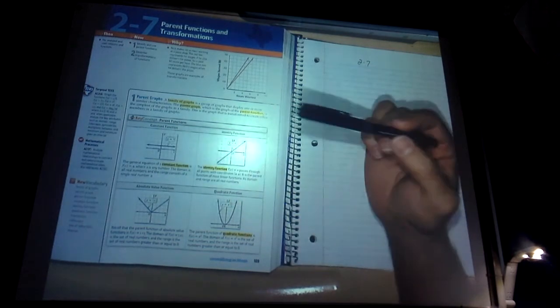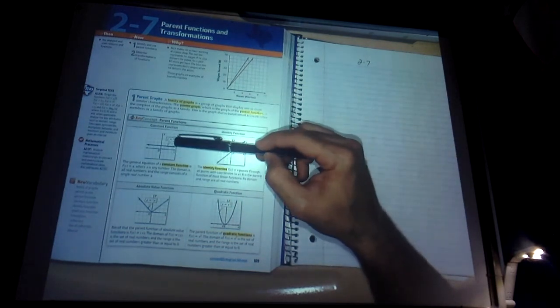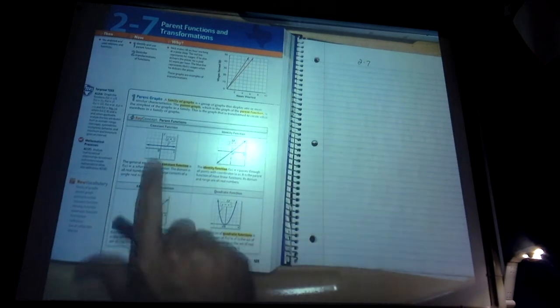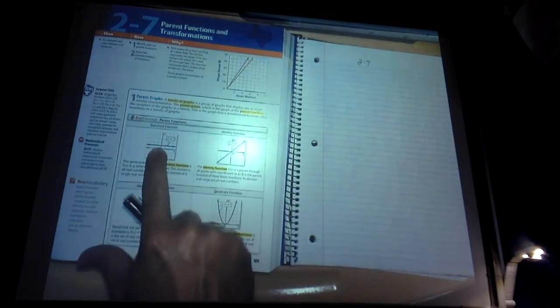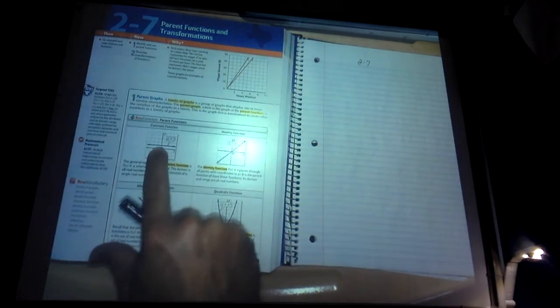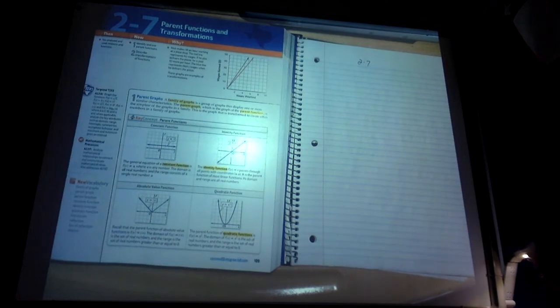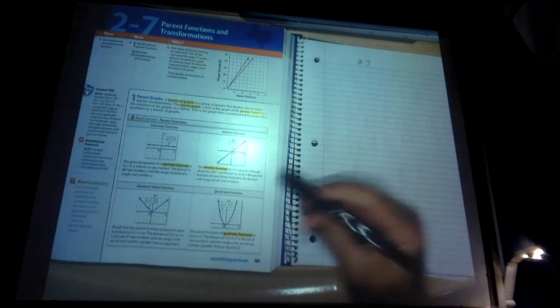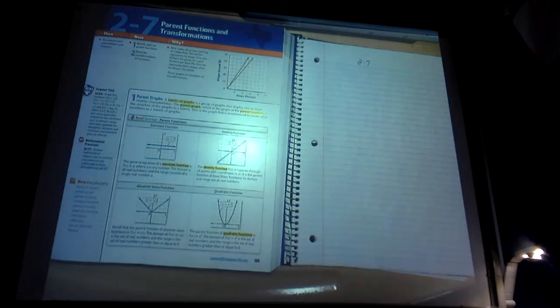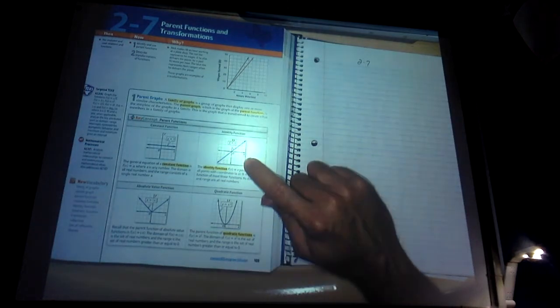This first top left box is called a constant function. It's y equals, and it's just a number. This line right here is a horizontal line with zero slope, and it represents y equals 1. Every y coordinate on that line is 1. That's a constant function.